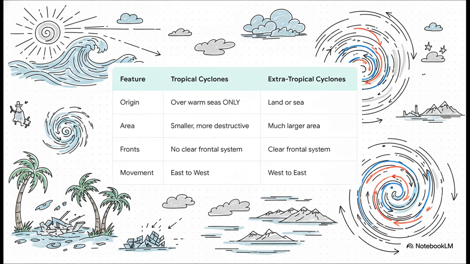Tropical cyclones, like the ones that form in the Bay of Bengal, are born over warm oceans. They're smaller in size, but they are incredibly destructive. Extratropical cyclones, on the other hand, form at higher latitudes, can develop over land, and they affect a much larger area. Make sure you note down these key differences.